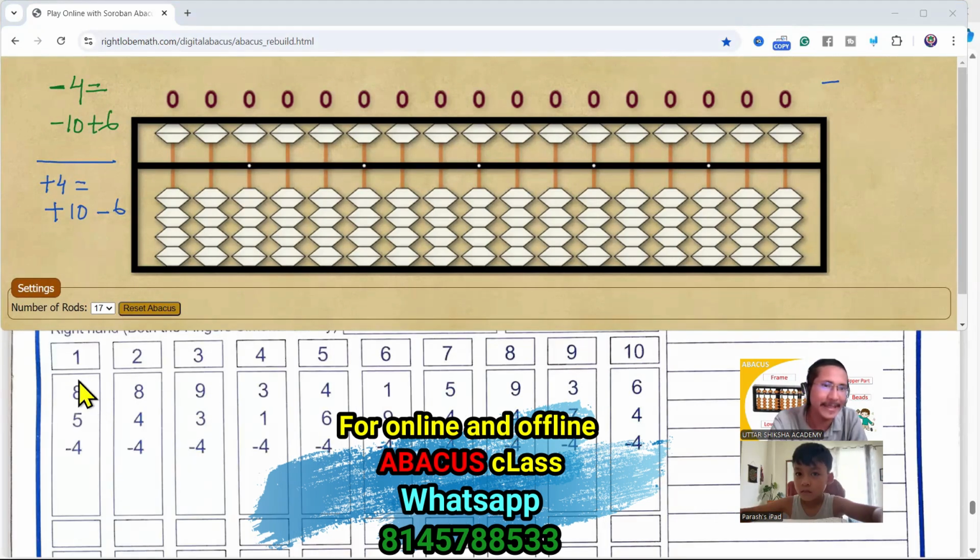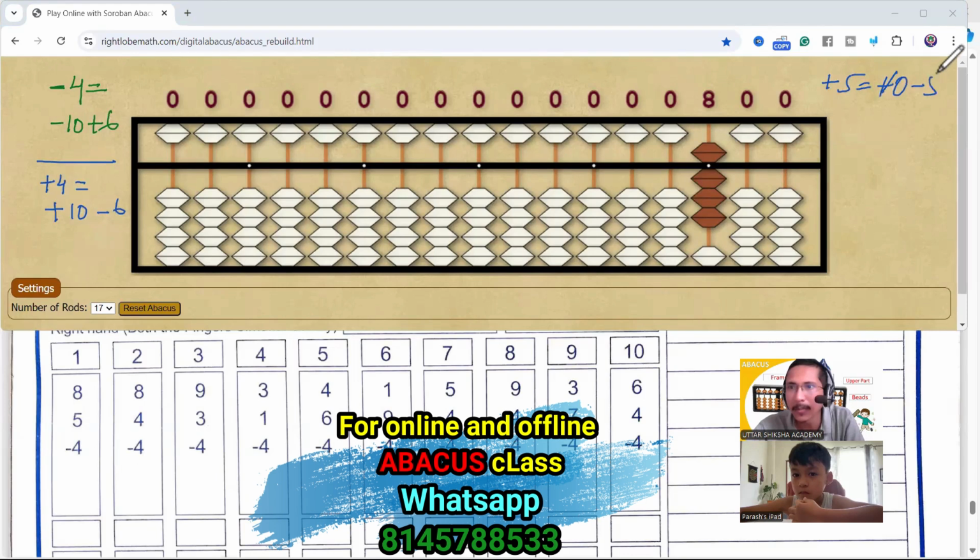The first number is 8. How to represent 8? 5, 6, 7, 8. Next number is 5. So how to do 5? To do 5 we have to do plus 5 is equal to plus 10 minus 5. So plus 10 and minus 5.